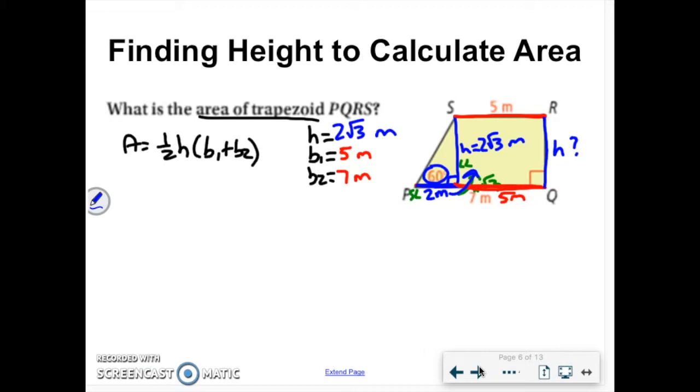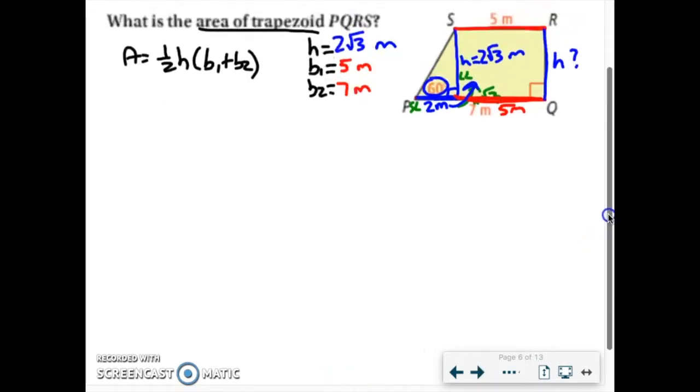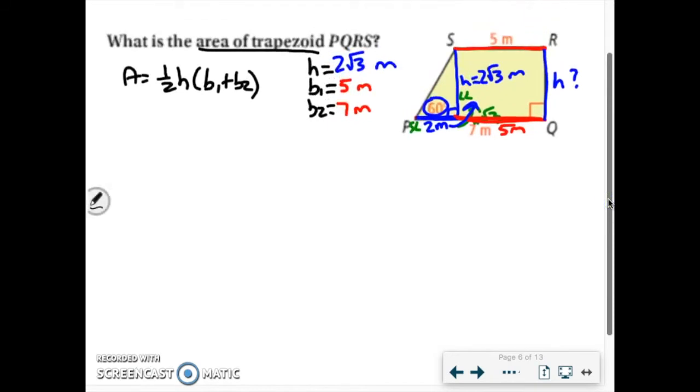So there might be some special right triangles. There could have been a 45 down there for the angle, and that would have just made our strategy slightly different. So now that we have all three, we're ready to punch in. We're at the step where we just plug everything into the correct space. 1/2, 2 square root of 3, and 5 plus 7.